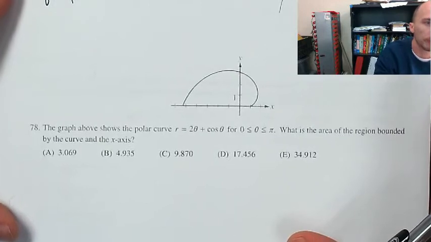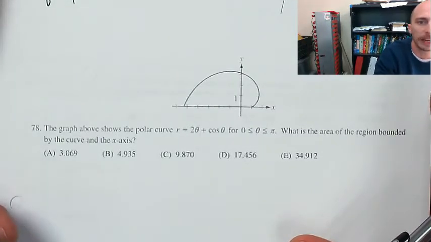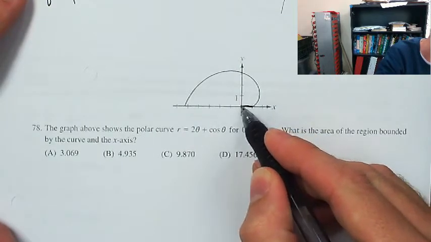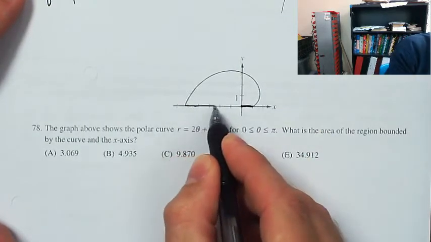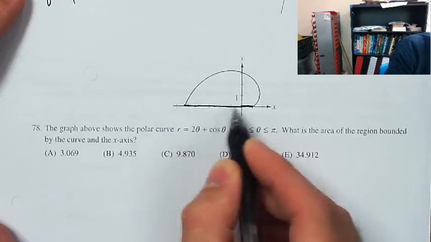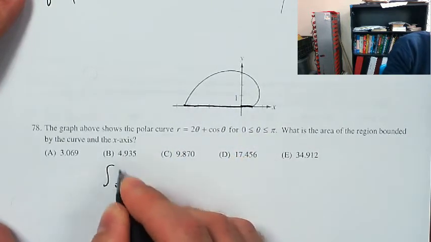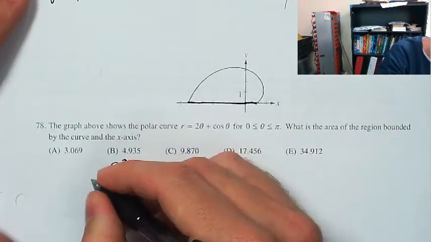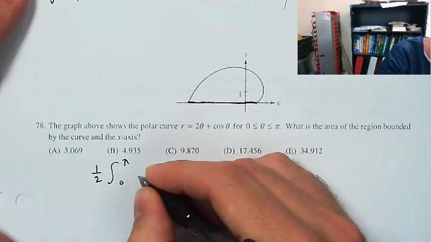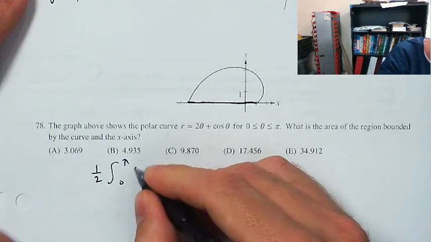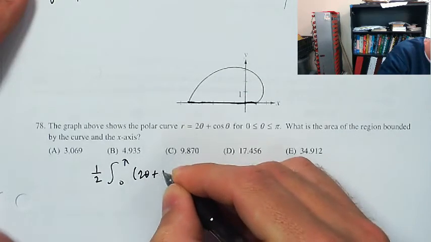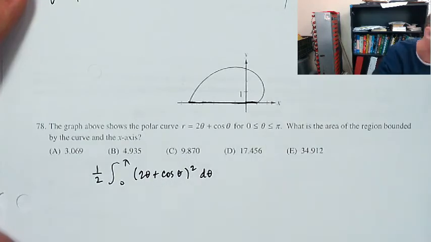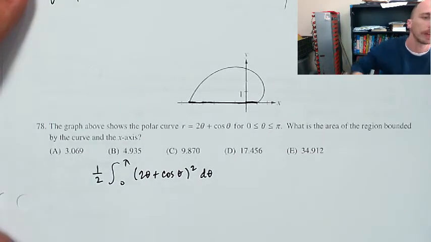This one, the graph above shows the polar curve. What's the area of the region bounded? Okay, so I know that this is theta equals 0 right there. I know that this is theta equals pi right over here, so I'm going to be integrating from 0 to pi. And you need to remember that the polar area formula we got to know is 1/2 r squared d theta. Okay. And now I'm going to have to type that into the calculator.